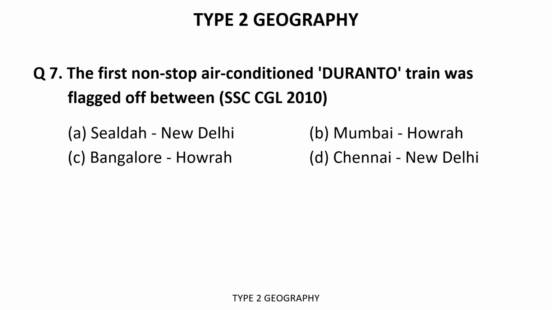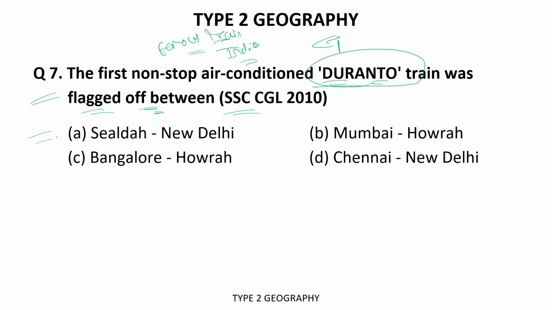Okay. Seventh question we have: the first non-stop air-conditioned Duronto train was flagged off between. This question was asked in 2010. Again, it's from the static part, because Duronto Express is one of the famous trains in India. If you are a traveler from north to south, south to north, or east to west, and you have ever traveled out of your state, you must have heard about Duronto Express. So now the question is about the first non-stop air-conditioned Duronto Express.